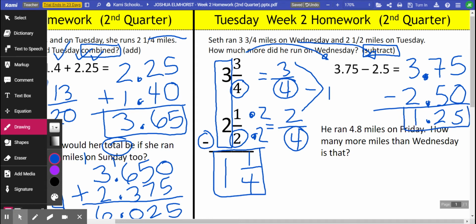So if we check our answer, 1 1/4 is equal to 1.25. So he ran 4.8 miles on Friday. How many more miles did he run than Wednesday? So he ran 3.75 miles on Wednesday, and he ran 4.8 miles on Friday.